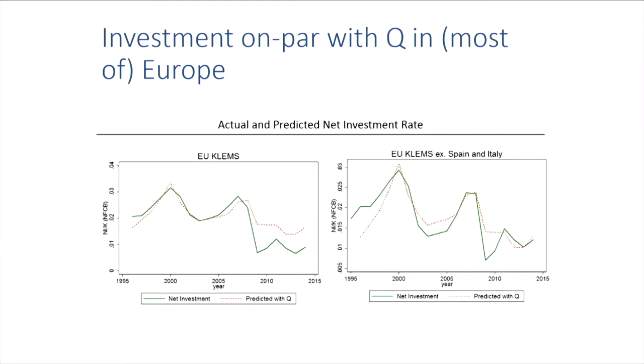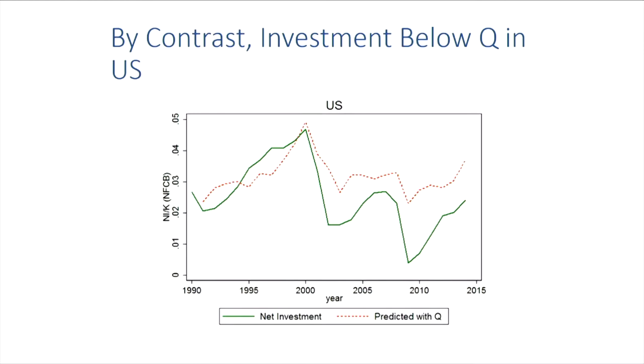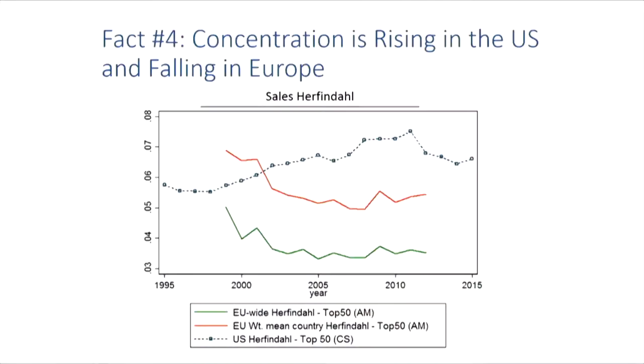In the US, on the other hand, you get that. This is what you would predict based on Q, and this is what actual investment is. This gap is large, persistent, and if you believe the story I'm going to tell you, has massive welfare consequences. I'm going to tell you that, roughly speaking, K in the US right now is something like 5% or 4% below where it should be. That has massive implications for labor productivity and welfare.